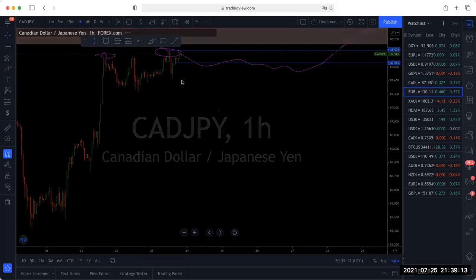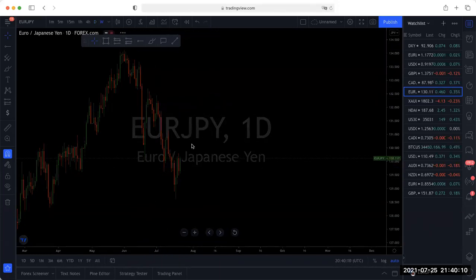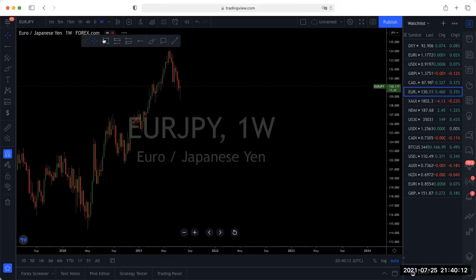The next is going to be EURJPY. EURJPY starting from the daily time frame. So we see what we have here. Maybe on the weekly time frame, right? If that is possible. Now look at this. This price action is not really cool, though we have a kind of rejection around this area, and it's sitting on the block, as you can see it here.